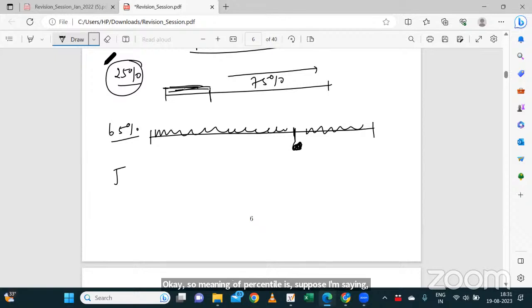It's a scale of 100, right? So suppose I'm saying 25 percentile. That means, suppose this is the observation at 25%. That means 25% of the observations will be below or equal to this observation, and the remaining 75% of observations will be above this.